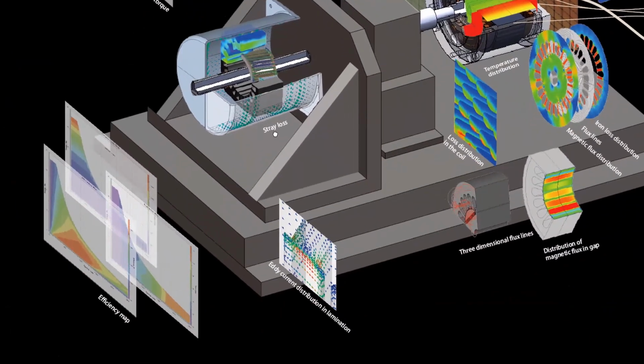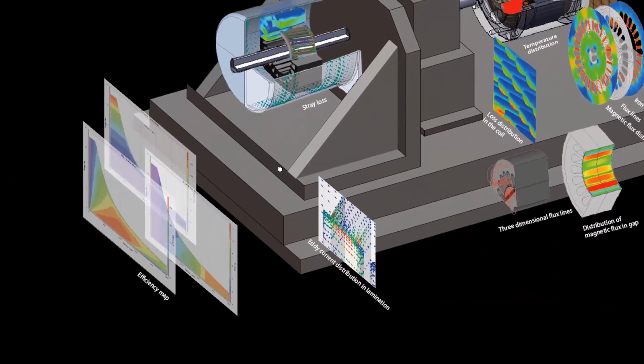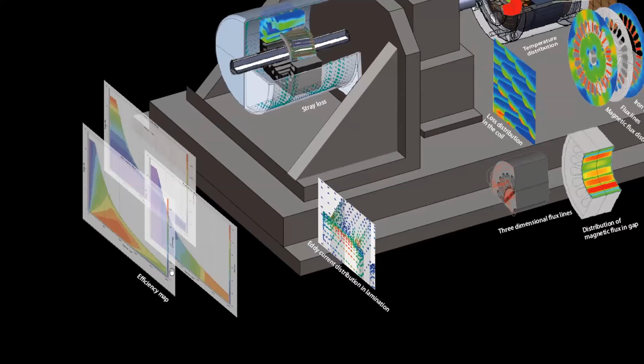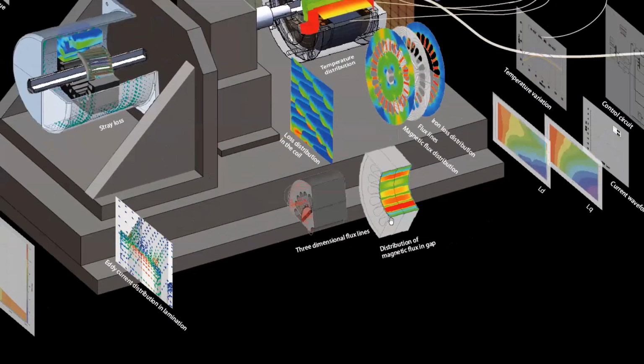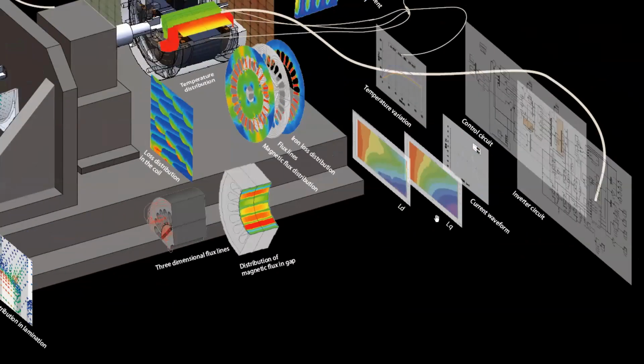The advantage of JMAG is that we can also extract some maps. For example, we can get the efficiency map. We can also extract the Ld/Lq map. We can extract the mechanical power map. So we have a lot of maps that we can extract from JMAG.